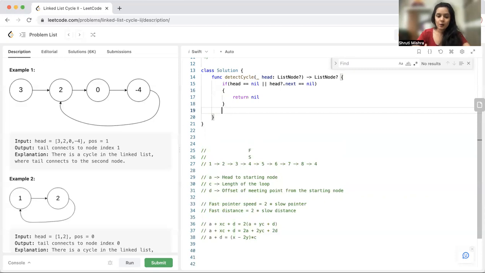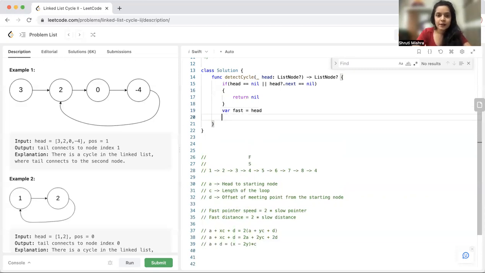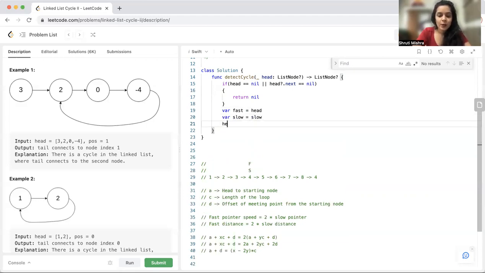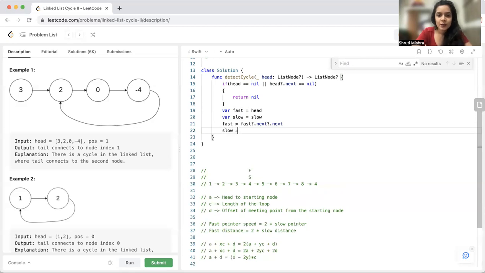Okay. Now you have a fast pointer which you initialize to head. You have a slow pointer which you initialize to head. Okay. Now fast is equal to fast dot next dot next. Slow is equal to slow dot next. Okay.